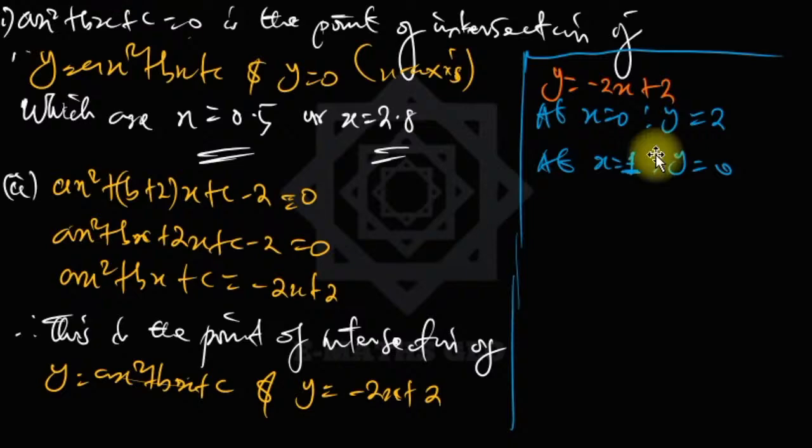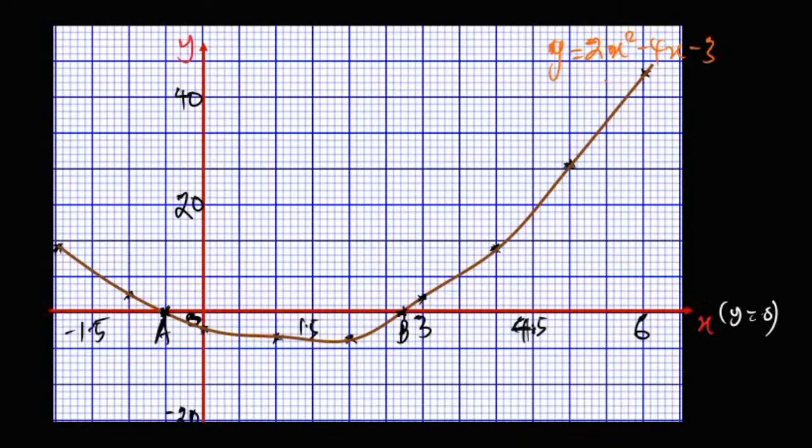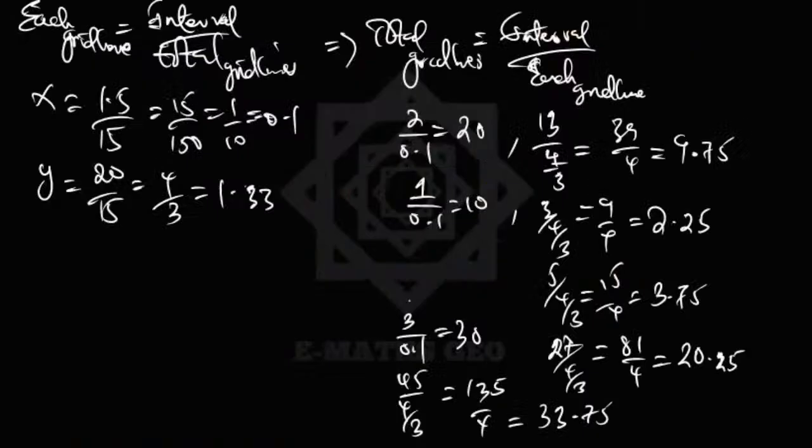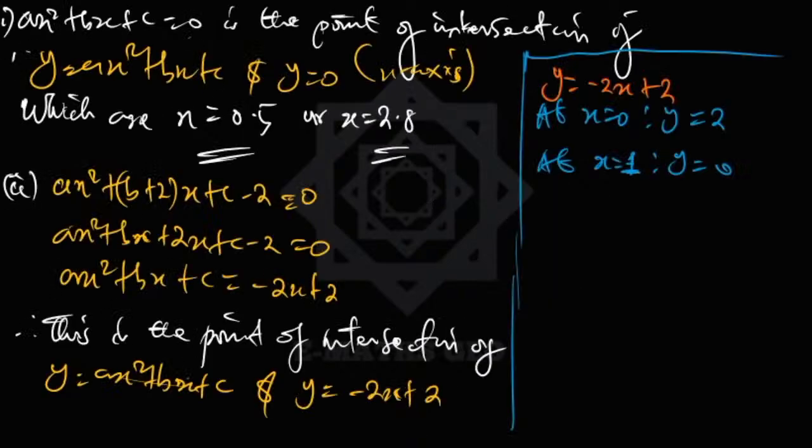So let's locate these 2 points. When x is 0, y is 2. And I think we've plotted 2 before for y. Let's check. Have we plotted 2 on the table? Let's get y equals 2. So I have 2 over how many grid lines? 4 over 3 each of them. So this is 2 times 3 over 4. That's 3 over 2. That's 1.5 grid lines. So x is 0, and y is 1.5 grid lines up since it's positive.